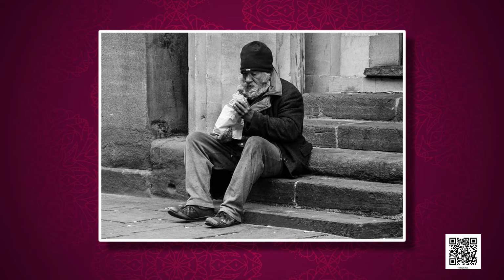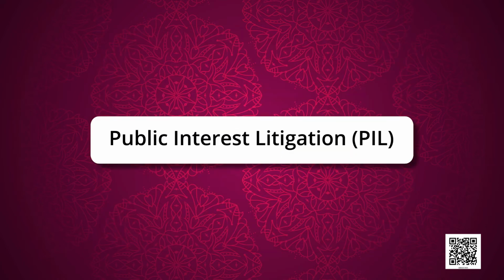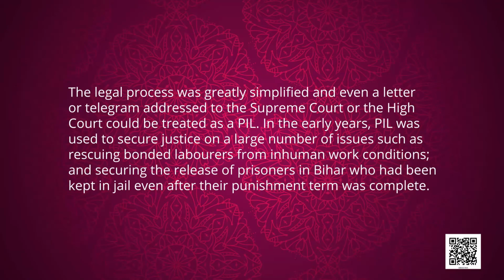In response to this, the Supreme Court in the early 1980s devised a mechanism of public interest litigation, or PIL, to increase access to justice. It allowed any individual or organization to file a PIL in the High Court or the Supreme Court on behalf of those whose rights were being violated. The legal process was greatly simplified, and even a letter or telegram addressed to the Supreme Court or the High Court could be treated as a PIL.